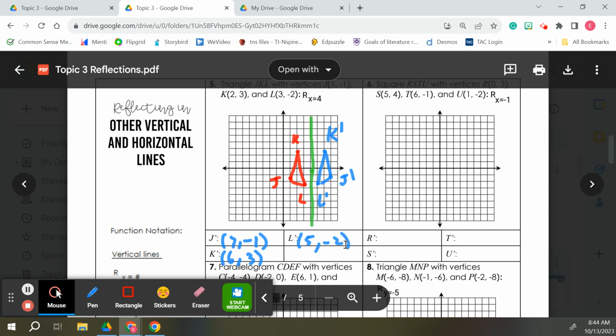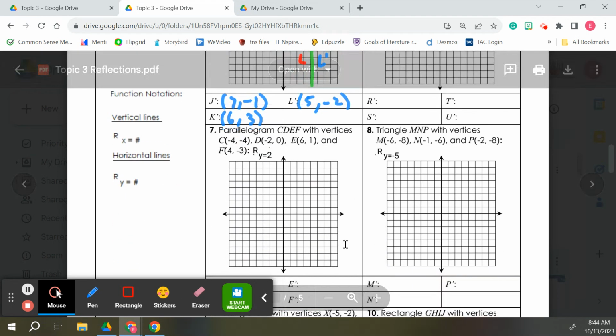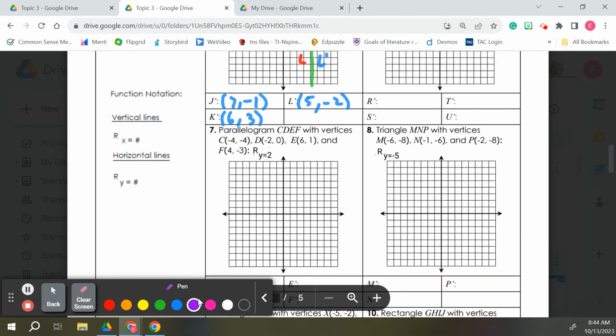Why don't you guys try 7? But they're saying in this case, Y is 2. So your line of reflection ends up being right here. So you're going over that line. So you're going to have 1 above, 1 below. Have at it. Give it a shot. I'm going to leave the other 2 in case you want extra practice with this.